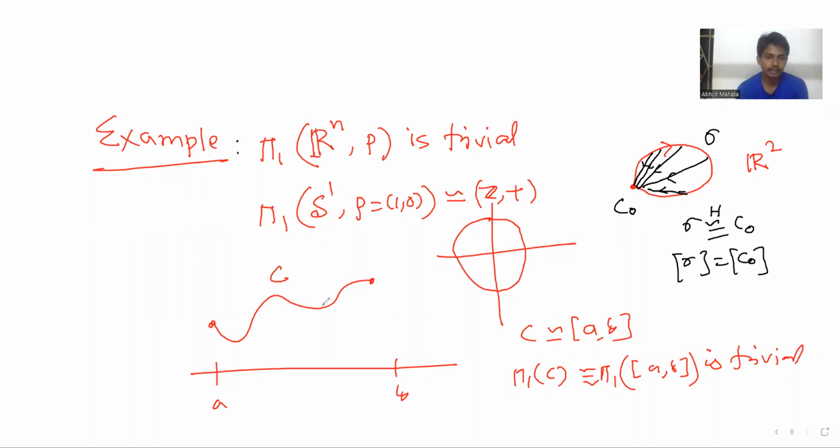So the circle and these two curves are not homeomorphic. Without writing any map, just looking at the image, you can say the two spaces are not homeomorphic. Just check the fundamental group.